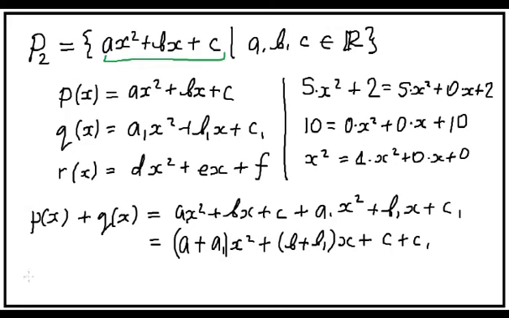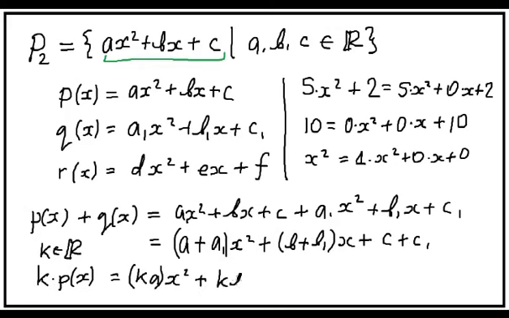And scalar multiplication is defined in a similar way. When k is a real number, k times p of x is defined as ka x squared, so ka seen as one coefficient, plus kb x plus kc. And of course, this way of defining addition and scalar multiplication agrees very well with the laws of addition and multiplication that we have, so that when the polynomials are seen as functions, the addition of polynomials will be usual addition of functions with the usual laws of adding things.